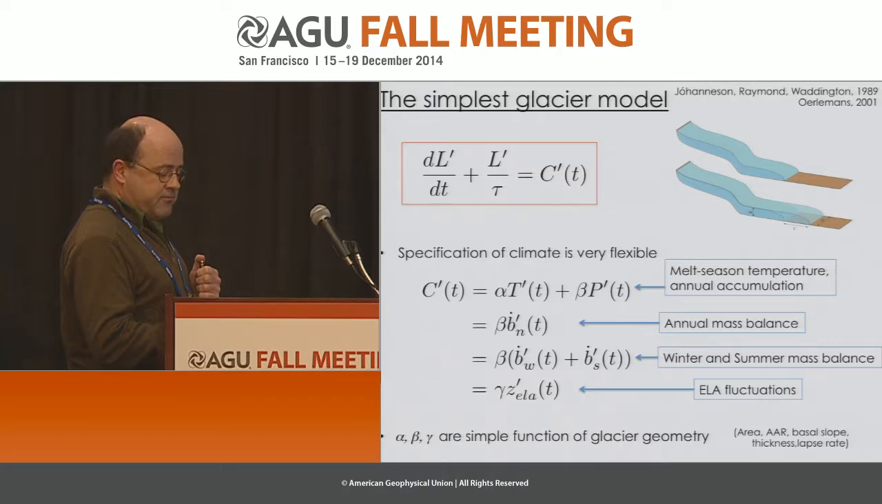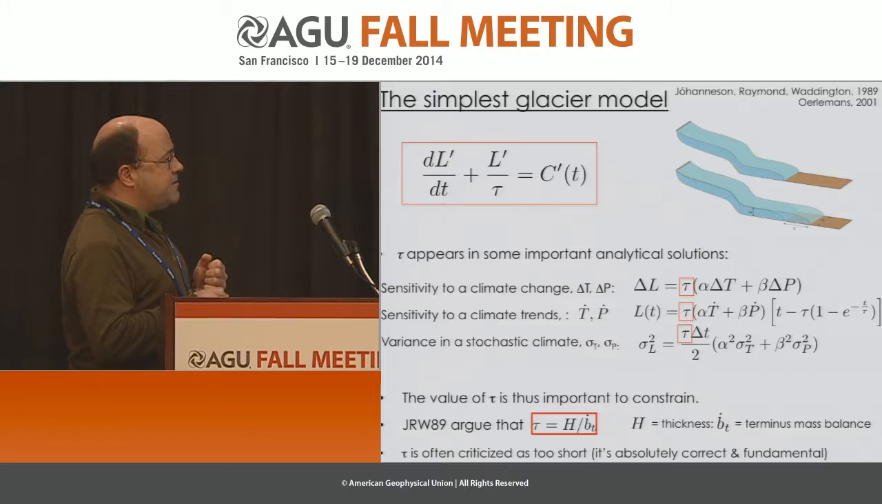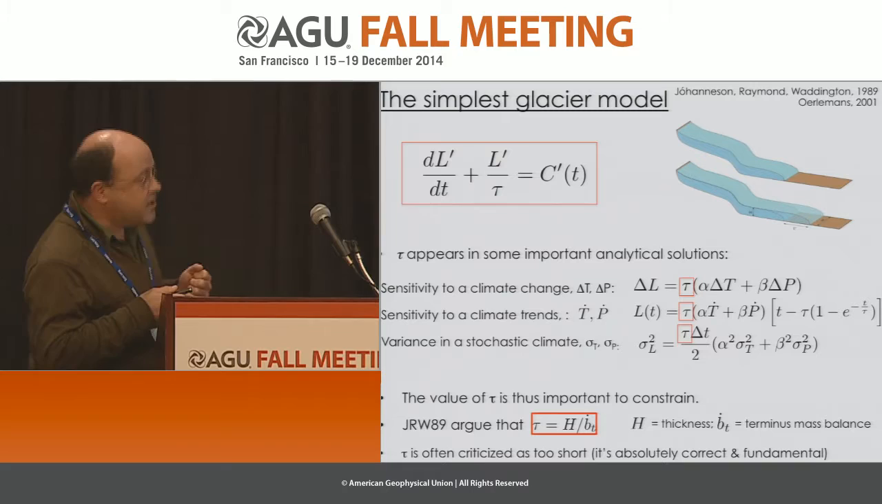This timescale tau appears in some important analytical solutions. So the sensitivity of the glacier to a change in melt season temperature, delta T, or accumulation, delta P, the trend in the glacier length in response to trends in temperature or precipitation, and the variance of the glacier fluctuations in response to random variations in temperature and precipitation are all proportional to this timescale tau. So tau is obviously an important number that you want to know.